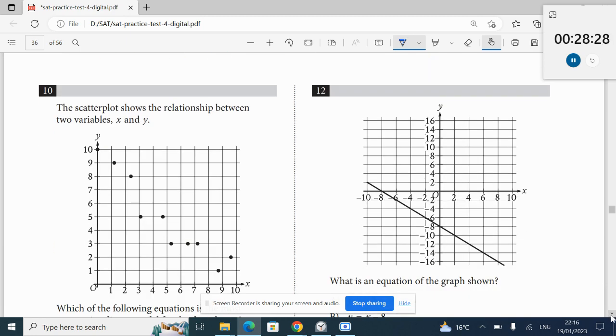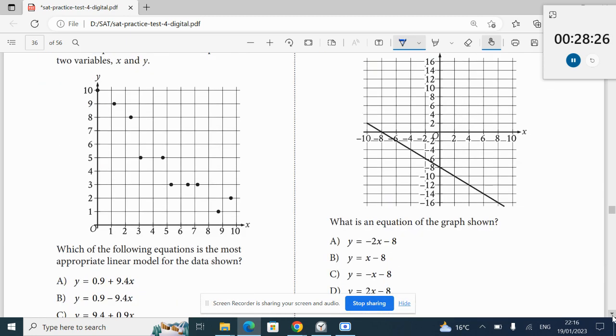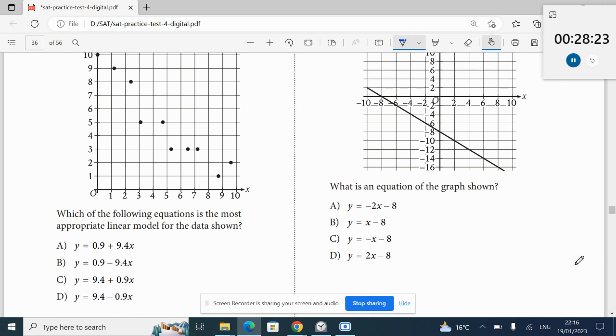Then question number 10. The scatter plot shows the relationship between the two variables x and y. Which of the following equations is the most appropriate linear model of the data? We can see that the line is going in this direction, which means it has a minus slope. So A and C are going to get cancelled. Then we need to see the y-intercept. The y-intercept is less than 10 or maybe 10, so it cannot be 0.9. 0.9 would be somewhere over here. So this is going to be D.